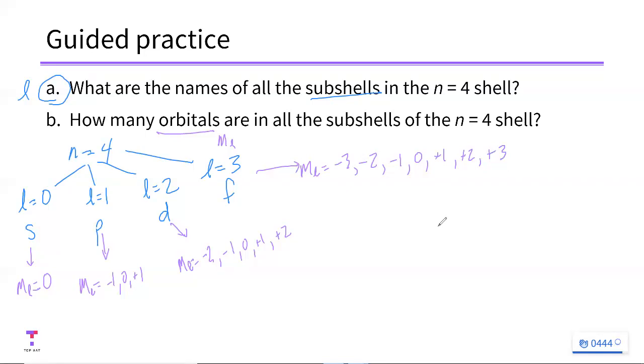Now the question was, how many orbitals are in these subshells? Well, how many unique quantum numbers have I come up with now? I have 1 for the S sublevel, 3 for the P sublevel, 5 for the D sublevel, and 7 for the F sublevel. 1 plus 3 plus 5 plus 7 gives us 16 unique orbitals in this shell, in this energy level.